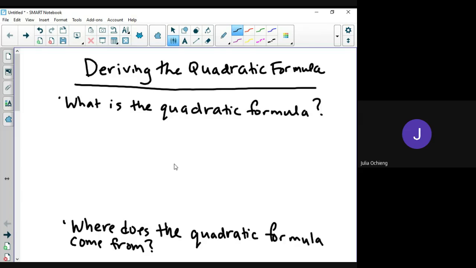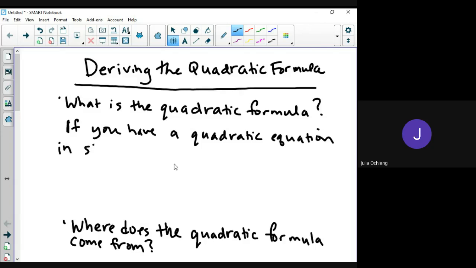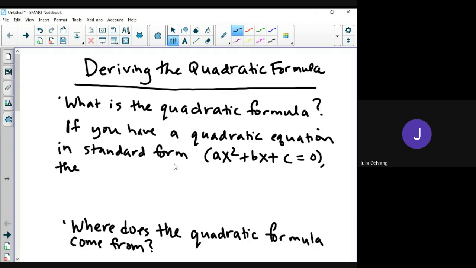The quadratic formula is a formula for solving for x in any quadratic equation, okay? It will always work if you have a quadratic equation in standard form. So that would be exactly like ax squared plus bx plus c equals 0. The formula will always get you an answer, even if the answer is irrational, even if it's an imaginary number.